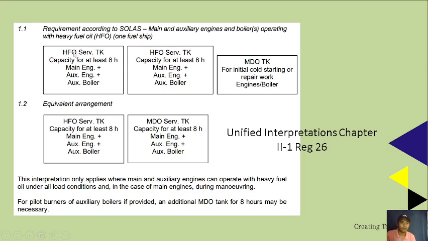So usually on board we have an HFO service tank with a capacity of at least 8 hours for the main engine and auxiliary boiler. And another tank for the HFO service tank and for the MDO tank. So another equivalent arrangement is 1 tank for HFO service and 1 tank for MDO service.